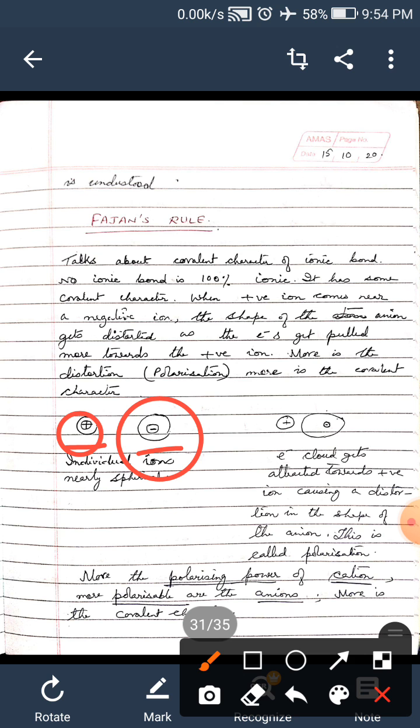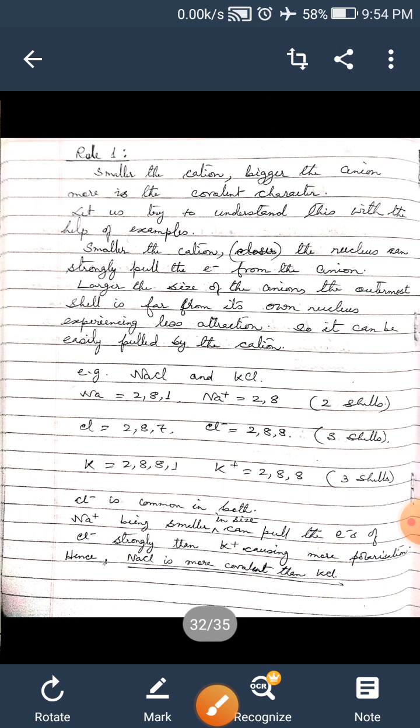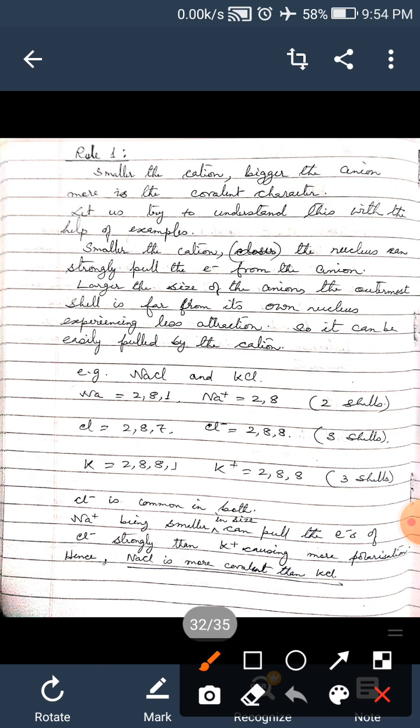Now, how to understand that? Let us go through the rules one by one. Rule 1. Smaller the cation, the rule says smaller the cation and bigger the anion, more is the covalent character.